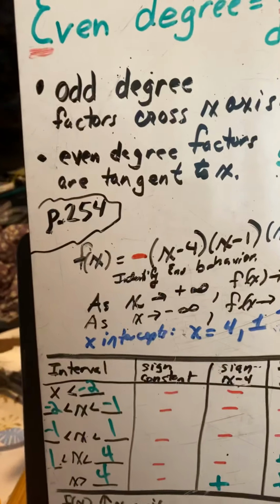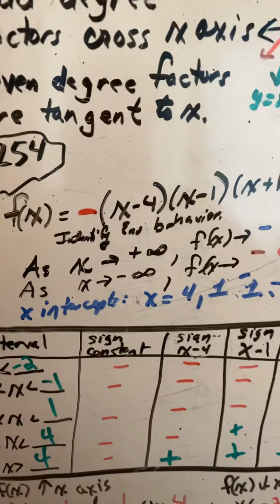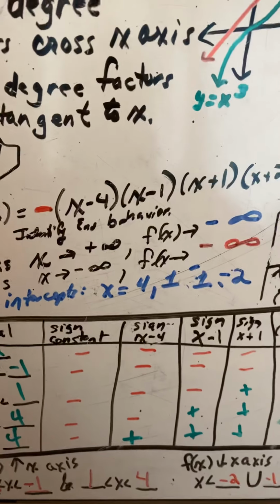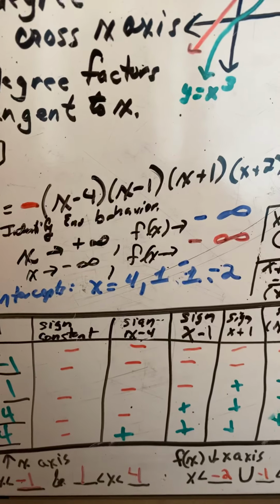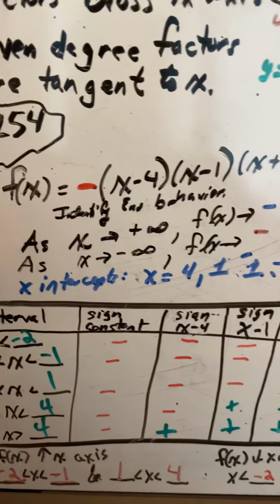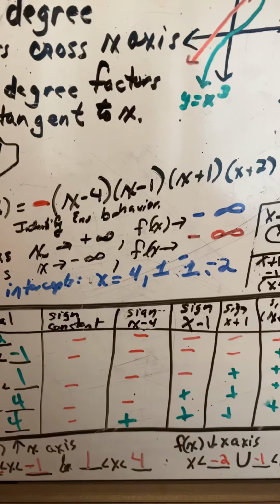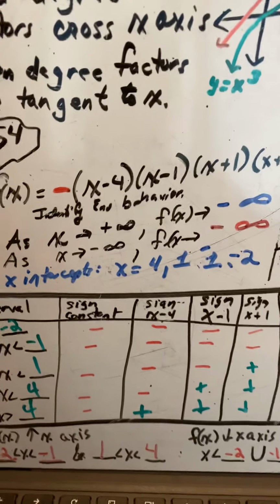And next we're going to identify end behavior. As x gets bigger and bigger, what happens to my function? The function is going to approach negative infinity. As x approaches negative infinity, the function is going to approach negative infinity. How do I know that?